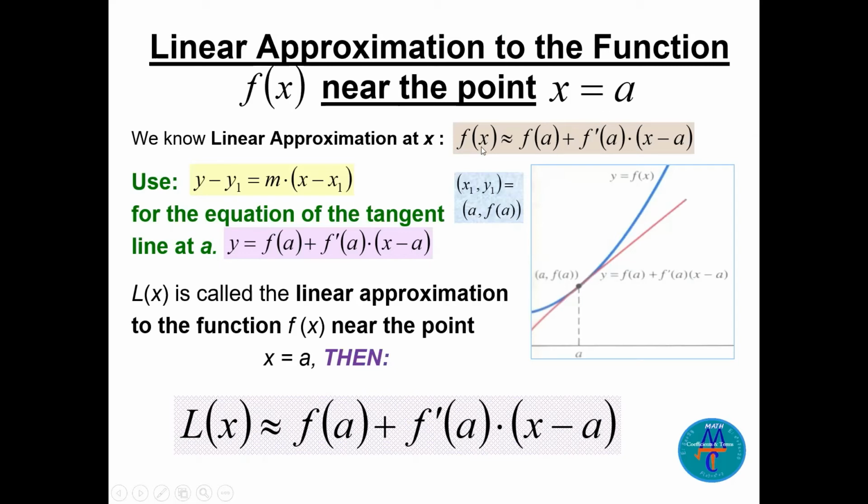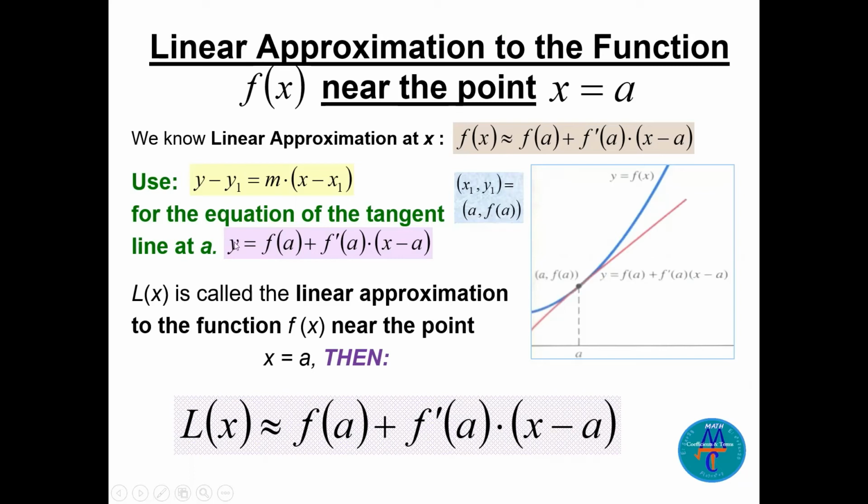So we know the linear approximation formula: f(x) at a point x is approximately f(a) + f'(a)(x − a). Let's find the tangent line here. Use this formula for the tangent line: y − y1 = m(x − x1), at this point (x1, y1) at (a, f(a)). So this is the point here. So I can replace x1 with a, and y1 is f(a).